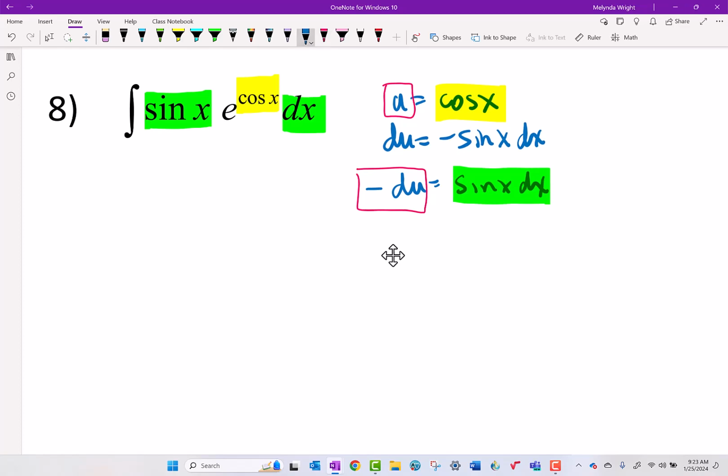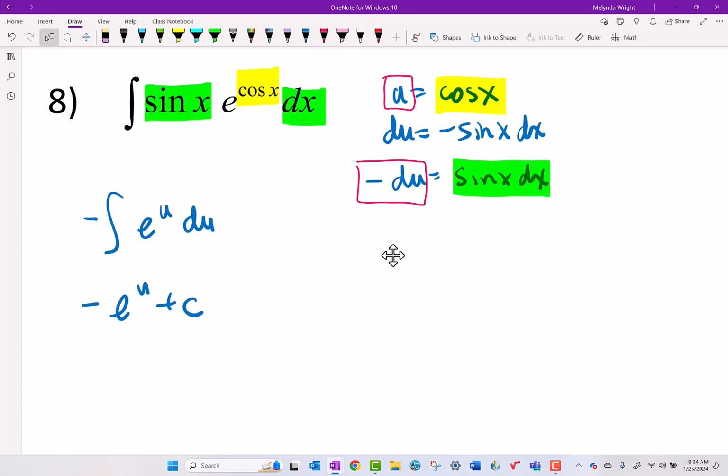So let's do our substitution. Again, I like to put the constant outside the integral. That's just my preference. You don't have to. E to the u du. And that's way easier. Isn't this u sub so nice? I mean, what's the antiderivative of e to the u? E to the u. See, that's so nice. So negative e to the u plus c. Am I done? No, I need to put the u back in. So my final answer is negative e to the cosine x plus c.